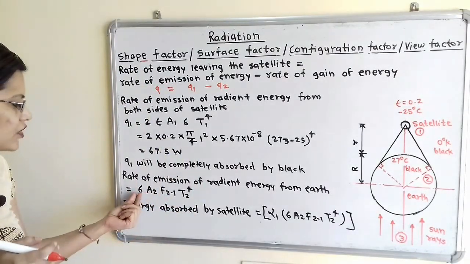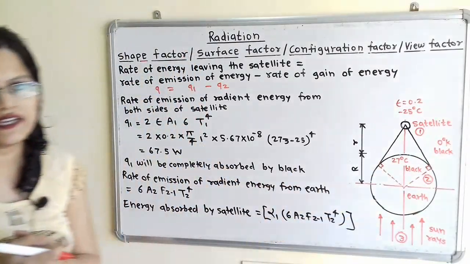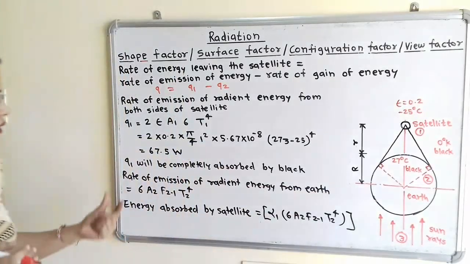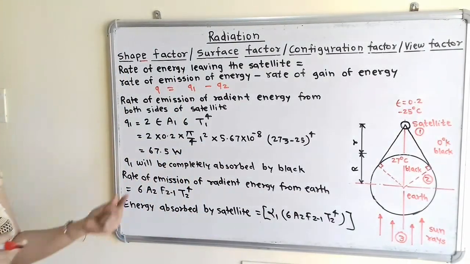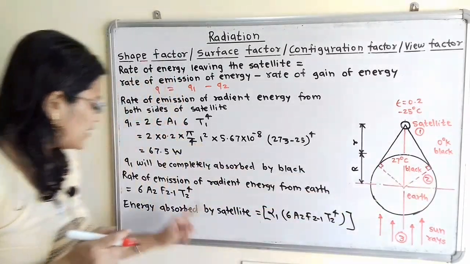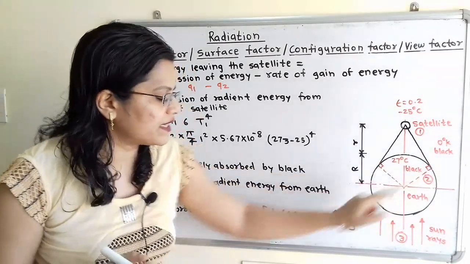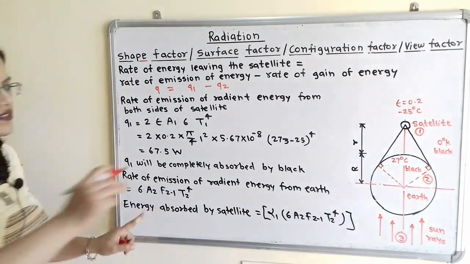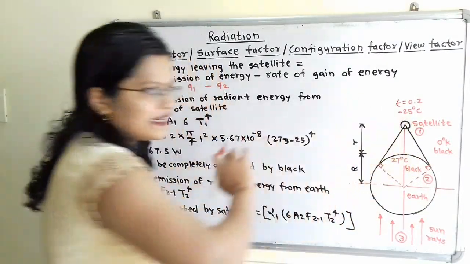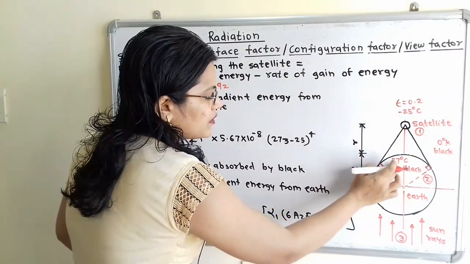Then it will depend on the Stefan-Boltzmann constant, and we also have to consider the area A2, that is, for the earth we have to consider the area. Now again, if we observe how we can write this formula, the rate of emission of radiant energy from the earth is equal to sigma, that is the Stefan-Boltzmann constant, area A2, that is the area of the earth, F of 2 to 1, that is the fraction of radiation energy emitted from the earth that reaches the satellite, into T2 raised to 4, that is the temperature of the earth raised to 4.